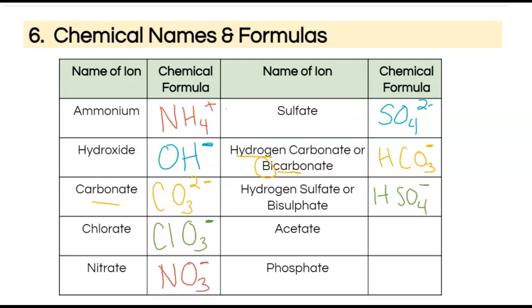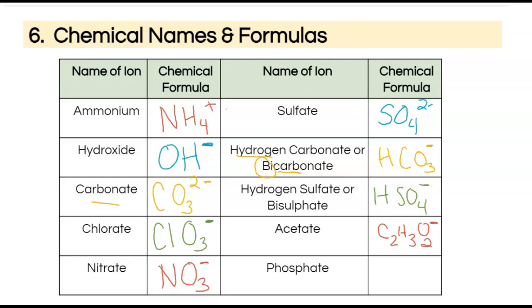Okay, next we have the two final ones. We're almost there. Acetate has the formula, this is a bit wonky, folks, but remember, again, you'll have the chart. C2H3O2. And this whole big thing has overall a -1 charge.